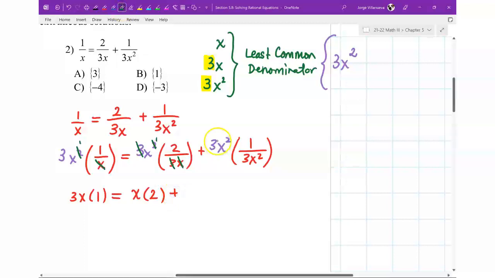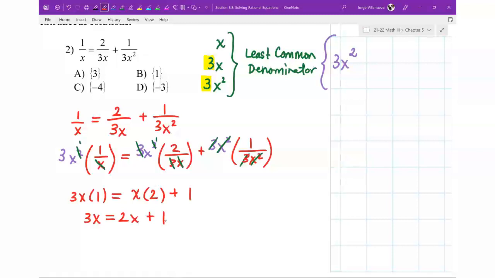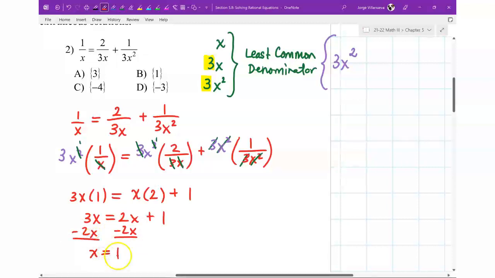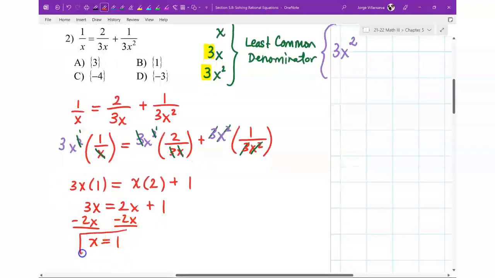And the next one, the 3 cancels with the 3. The x squared cancels with the x squared. So the only thing left is a 1. If I simplify what I have right there, this is 3x equal to 2x plus 1. Doesn't that look way easier to solve than the original thing that had tons of fractions in it? Now all I've got to do is subtract 2x on both sides, and I'm done. x equals 1. And that's it.